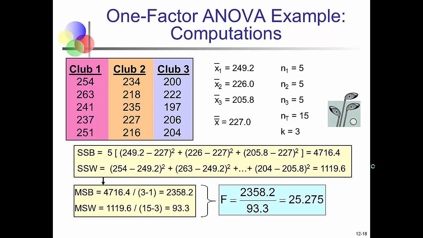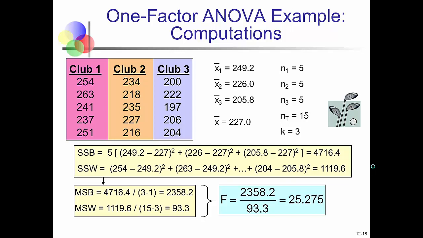The sum of squares within requires us to look at 254 compared to 249.2, the individual strike of the club minus its sample mean, squared, for each of these 15 sample values. We get the sum of squares within, that's 1119.6. We then calculate the mean squares between, so 4716.4 divided by k minus 1. K is our number of levels, we had 3 levels, and we get 2358.2. Our mean squares within is our 1119.6 divided by the total number of items in all of our samples added together, which was 15, minus our 3 levels, and that turns out to be 93.3.